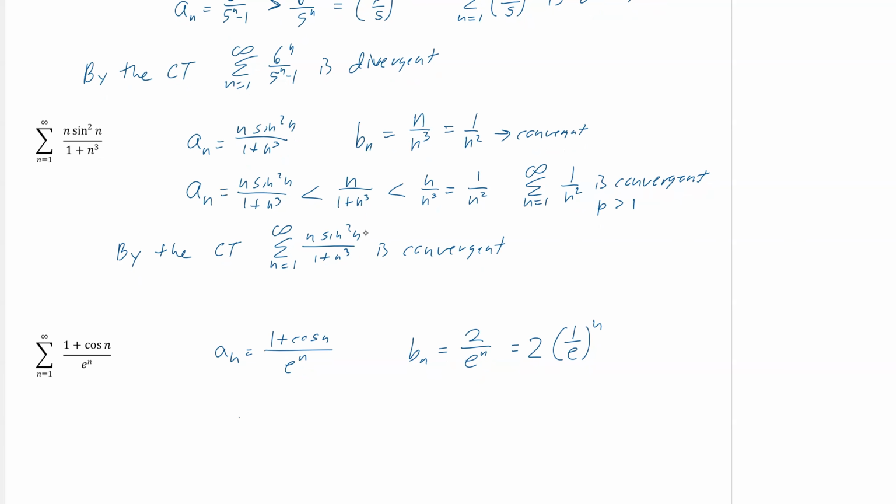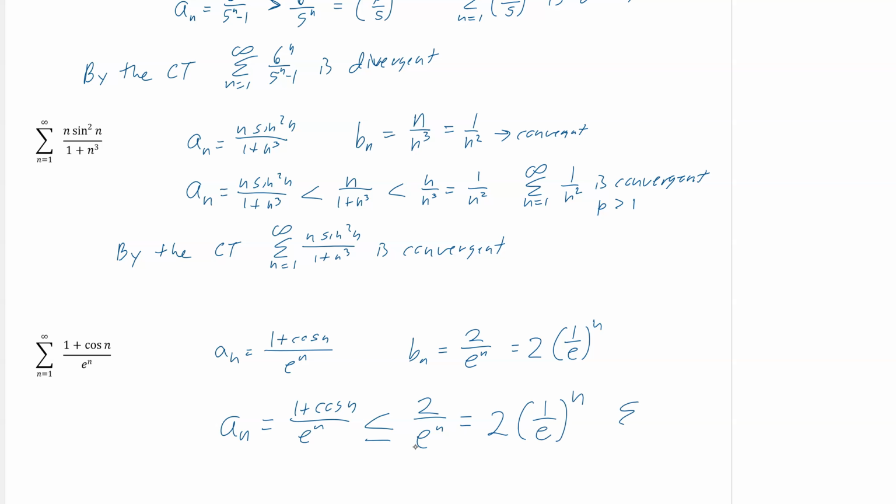So converging means less than. So a sub n equals 1 plus cosine n over e to the n, which is less than, and that's 2 over e to the n. Now it could be equal to, so I'm going to put that on there. So cosine n can't go bigger than 1, right? So 1 plus 1 would be 2. So this has to be less than or equal to 2 over e to the n, 100%. All right, so then this would be 2 times 1 over e to the power of n.